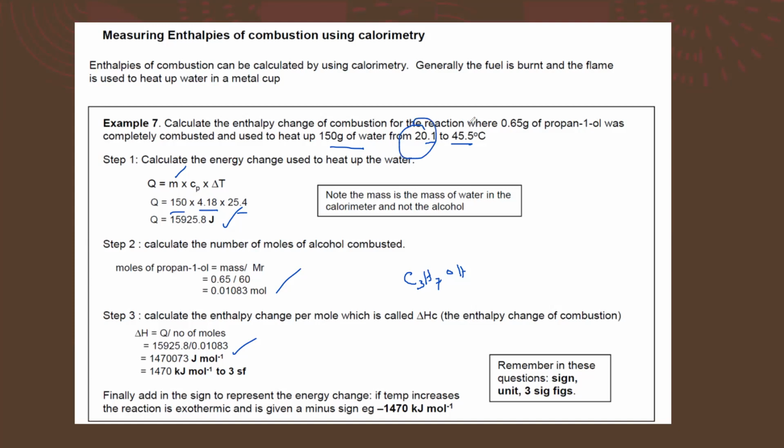But you can see that the initial temperature is lower and the final temperature is higher, so it means the energy is released. That's why we put a negative sign. Is it clear, this example of the enthalpy change of combustion?